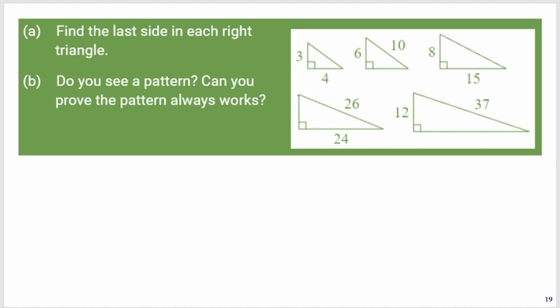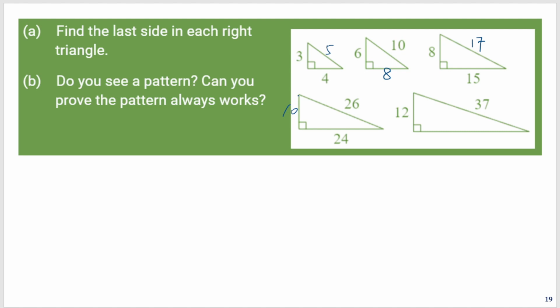Okay, let's have a look at the solution together. For the first one, we know the hypotenuse is 5, right? For the second one, we know this side must be 8, according to Pythagoras' theorem, right? It's easy to find the other number. So this number here is 17. So how about this one? This one must be 10, right?